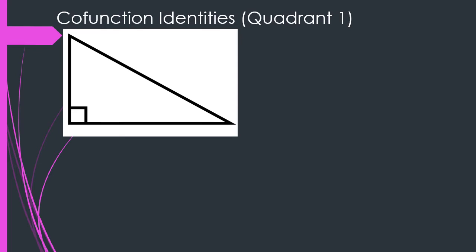So cofunction identities. We're going to start with quadrant 1. So again, 90 is pi over 2. And if I call that theta, it doesn't matter which one you call theta, but let's say you call that theta, how do you get the other angle? Well, you would do 90 minus that angle. So this angle right here is technically pi over 2 minus theta. And if theta is our reference angle, this is opposite, right? And this would be adjacent, and this would be hypotenuse.